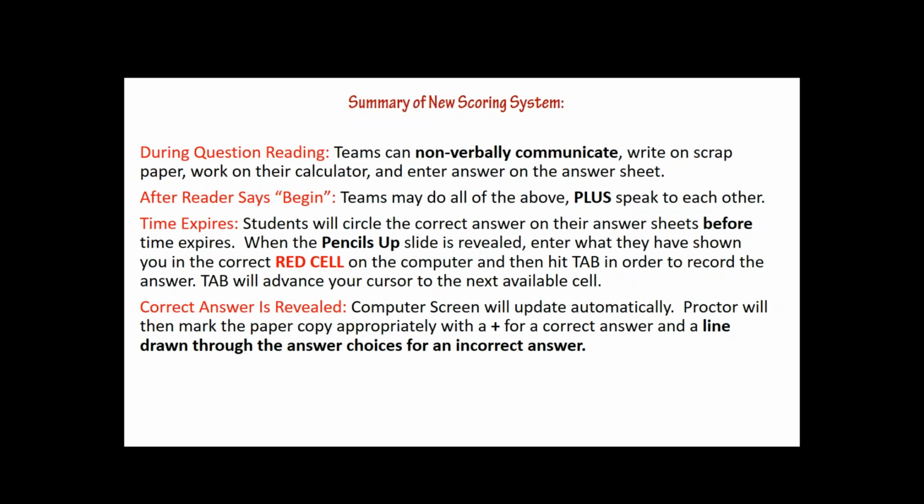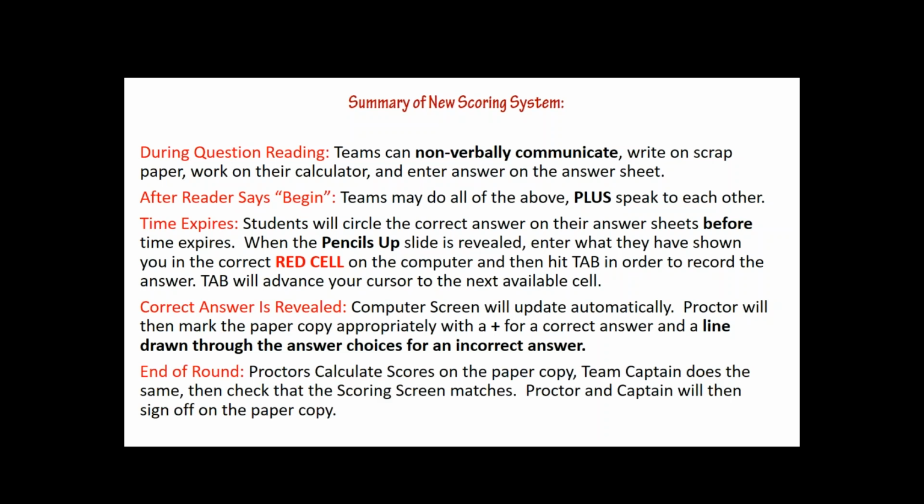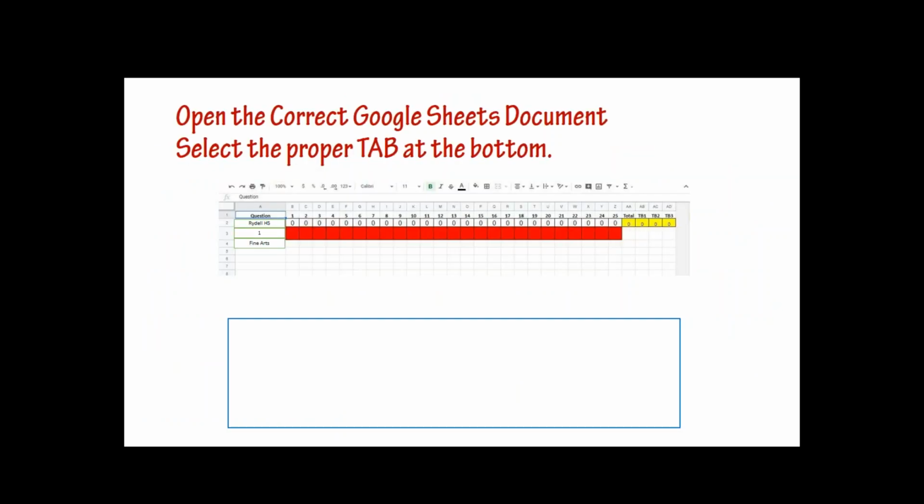At the end of the round, you will need to double check by calculating the scores on the paper copy. The team captain does the same thing. You are going to then calculate the tiebreaker scores on that and check that with the scoring screen. So the proctor and the captain will then sign off on the paper copy that everything is correct. So once you have the Google Sheet opened and have selected the proper tab at the bottom of the page, this is what you are going to see.